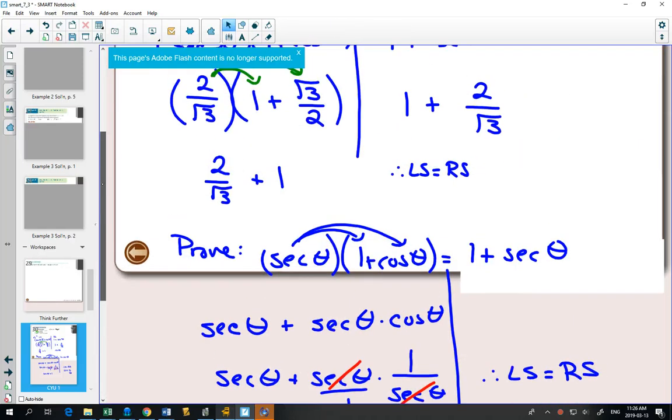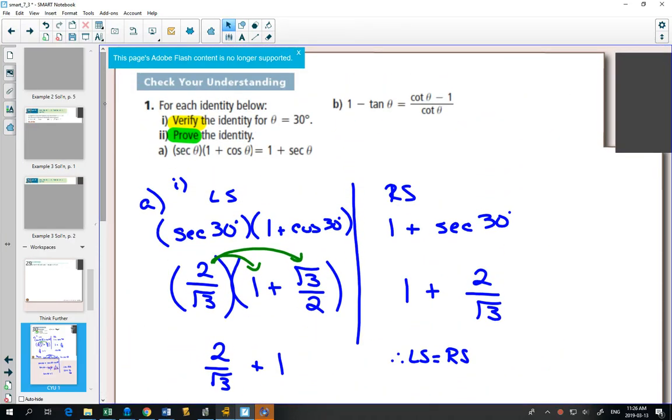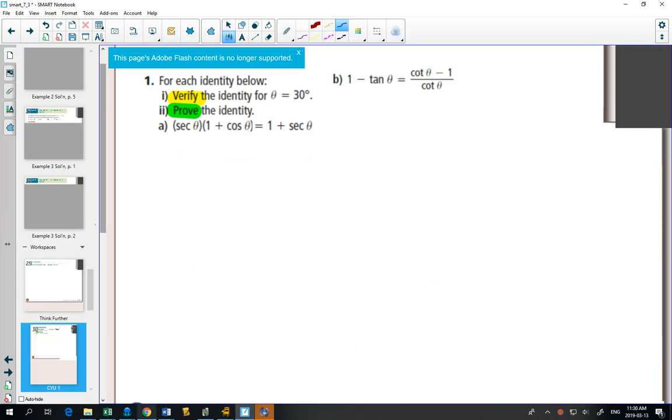I'm going to give you some scrap paper because I'm going to get you to verify part B and prove part B. I'll put up the answer for the verify for part B and the proof.